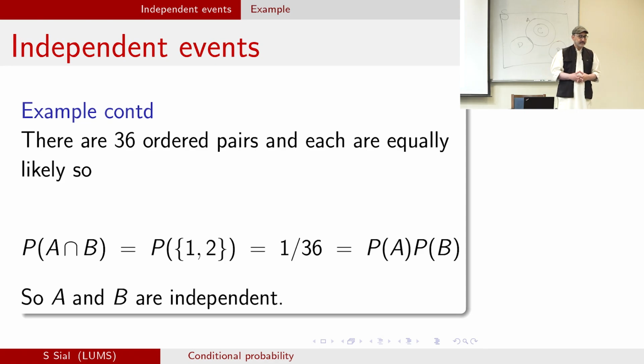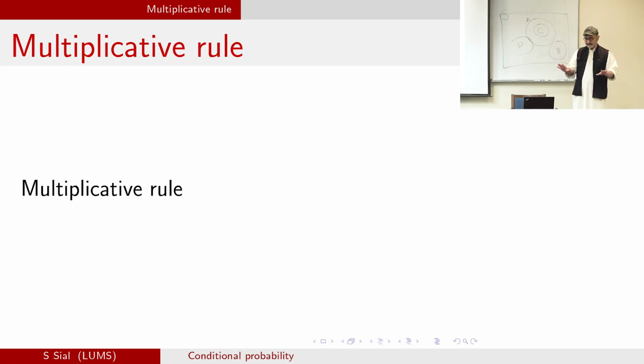It's an identity that whenever the probability of intersection is equal to the simple multiplication of individual probabilities, the events will be independent. Yes, this is the definition of independence: if the probability of the intersection is equal to the product of the two individual probabilities, then we say that the two events are independent.